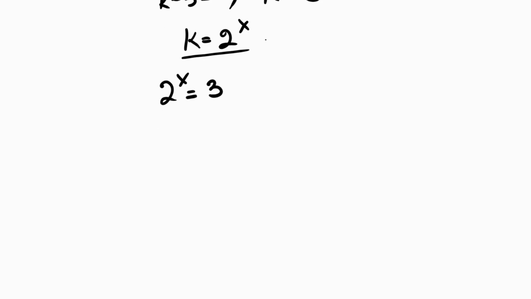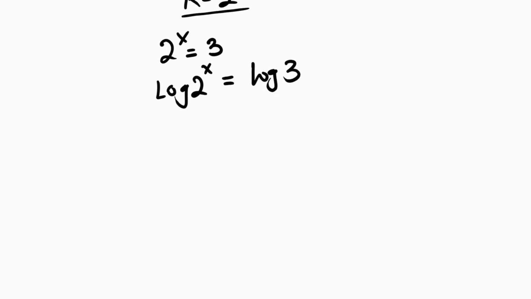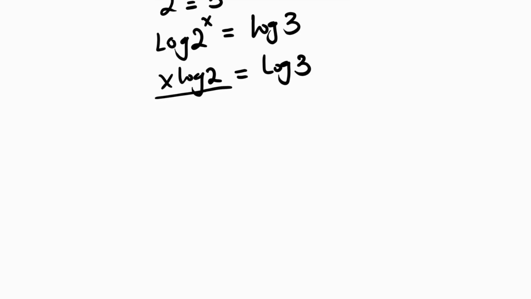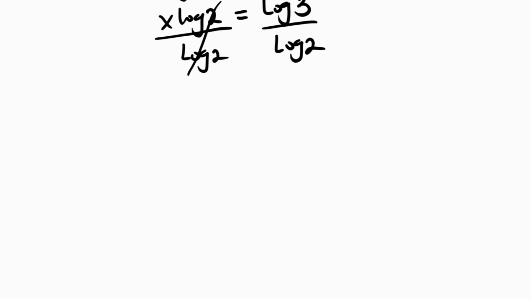If we apply log to both sides, because that's the only way to be able to solve for the value of x, here we have x log of 2 equals log 3. We're going to go ahead and divide through by log 2. Our x is equal to log 3 divided by log 2.